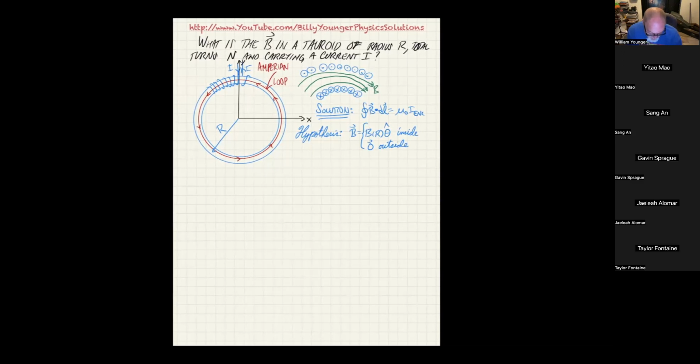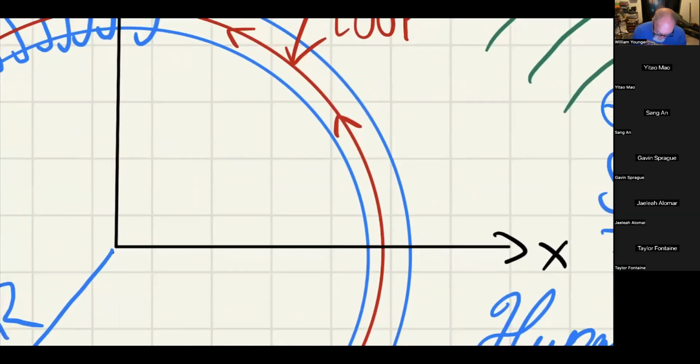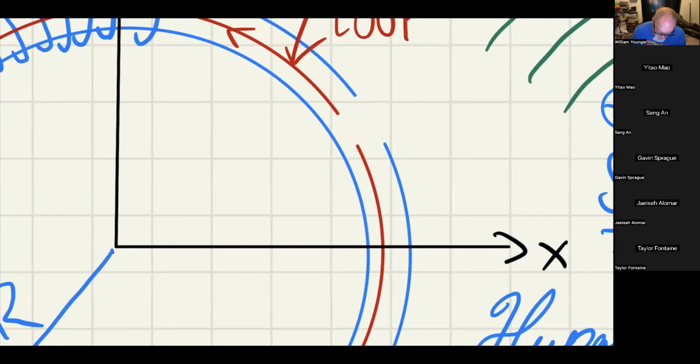Oops. No, that is not the way I want to go. Crap. So let me do this. All these arrows that I drew are the wrong direction, which means it's a bit of a problem.